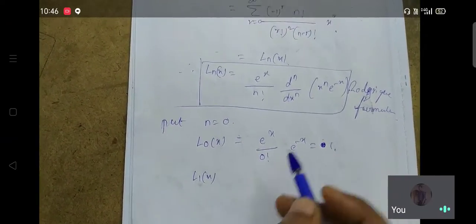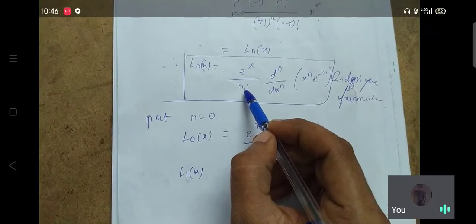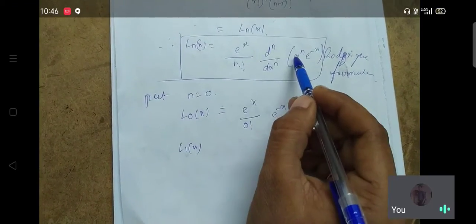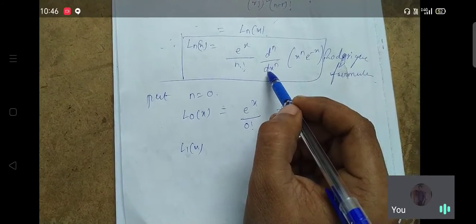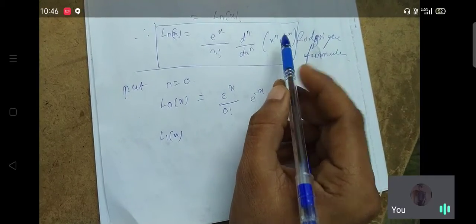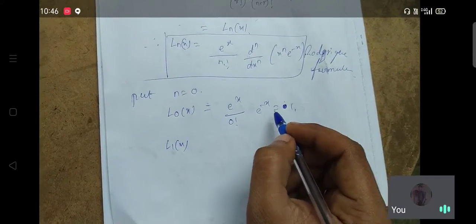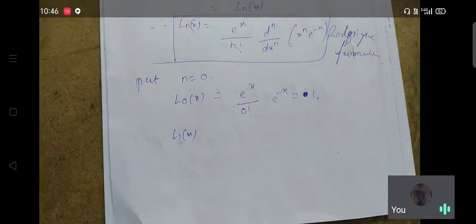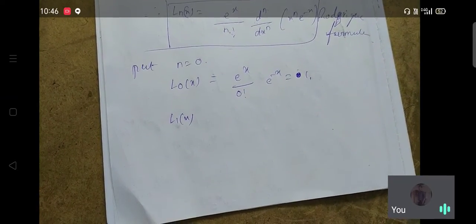L1 of x: put n is equal to 0 here in the Rodrigues formula. So n factorial, 0 factorial means 1. So d power 0 divided by dx power 0 is equal to 1. x power 0 means 1. Okay, so you are left with e power x into e power of minus x, which is equal to 1.